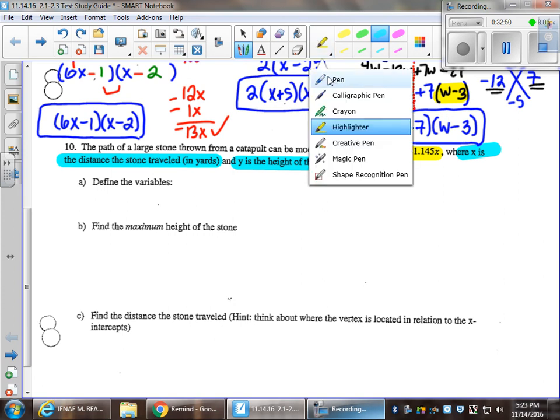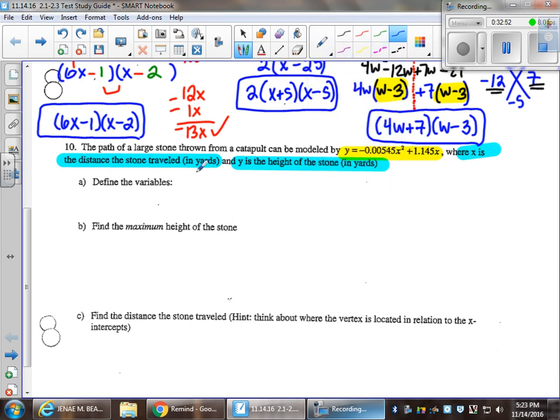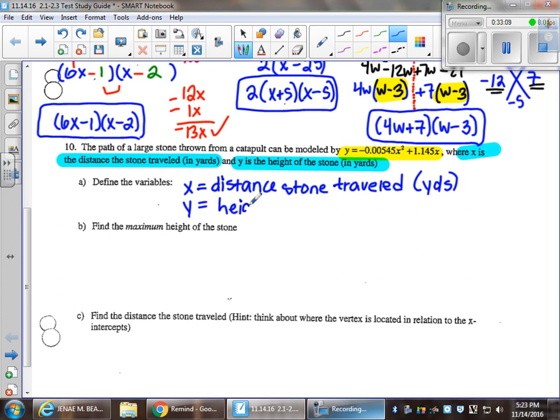A asks me to define my variables. No work there. It told me x equals distance the stone traveled, and that's measured in yards. And then y equals height of stone, also in yards. Find the maximum height.